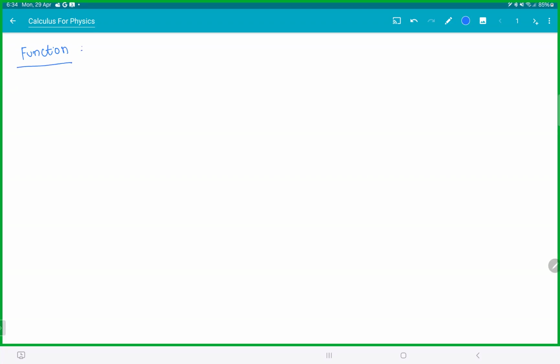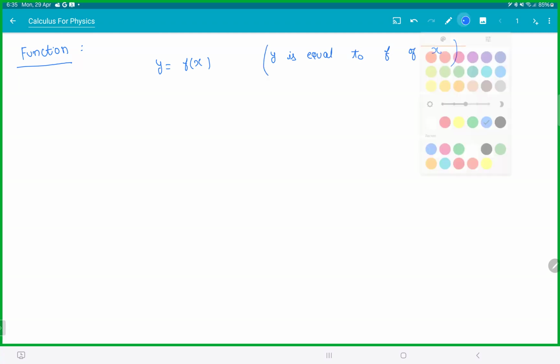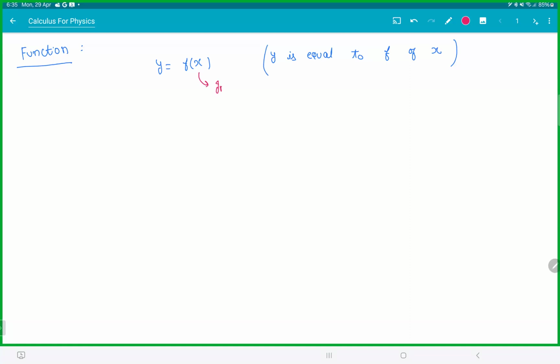Let's keep it very simple. We'll not do pretty detailed like max. So when you say y is equal to f of x, this is how you pronounce this. Y is equal to f of x. The meaning of this is, there is a function. So this x is your input and y is your output.